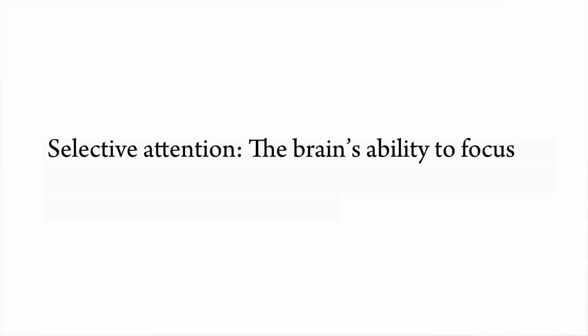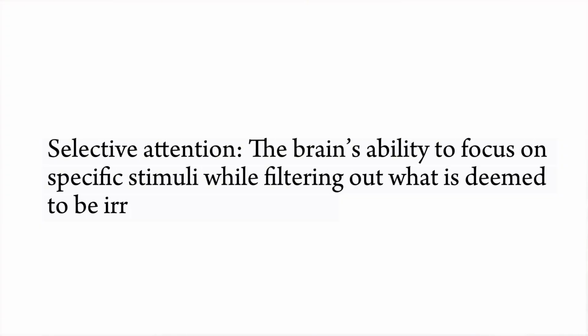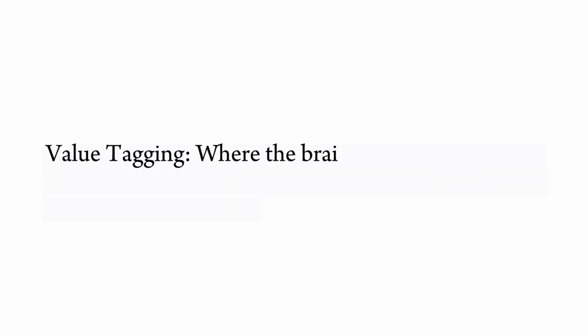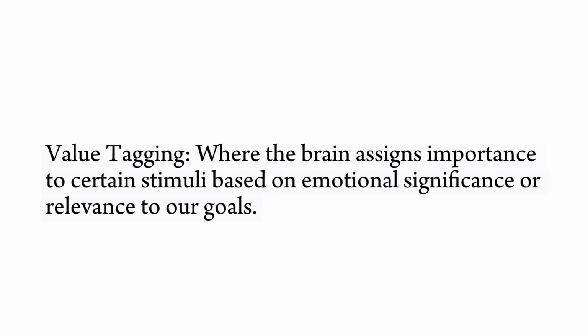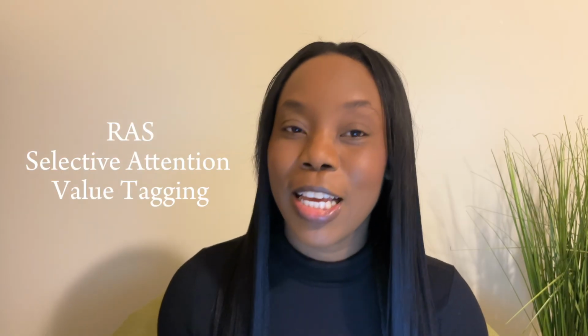Selective attention is the brain's ability to focus on specific stimuli while filtering out what is deemed to be irrelevant information. While value tagging is a process where the brain assigns importance to certain stimuli based on emotional significance or relevance to our goals. You may have heard of something called frequency bias, where, let's say you decide to buy a black BMW. Suddenly, you start seeing black BMWs everywhere. This is caused by RAS, selective attention, and value tagging. Your brain has now value tagged this specific vehicle as important, and so it's showing up everywhere for you.